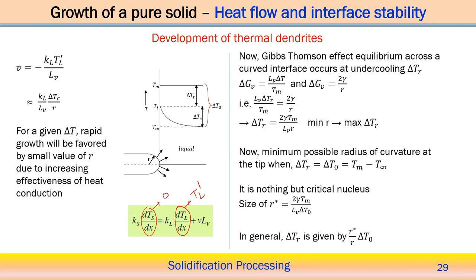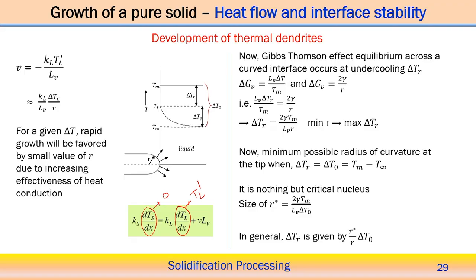Now for a given delta T, a particular degree of undercooling, rapid growth will be favored by a small value of r, because when the radius of curvature is very small, the v value, the growth rate, will be much more. This is obvious even for particular values of delta Tc, because the degree of undercooling we cannot vary too much; for a particular alloy system or metal it is a very low, almost fixed value. So it depends on the velocity v and on the radius of curvature of the dendritic structure. A small value of r means effective heat transfer in one particular direction is much more, increasing the effective heat conduction. That's why smaller r means the growth rate will be much more.